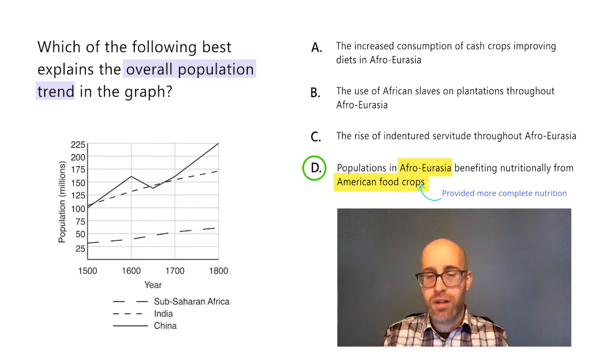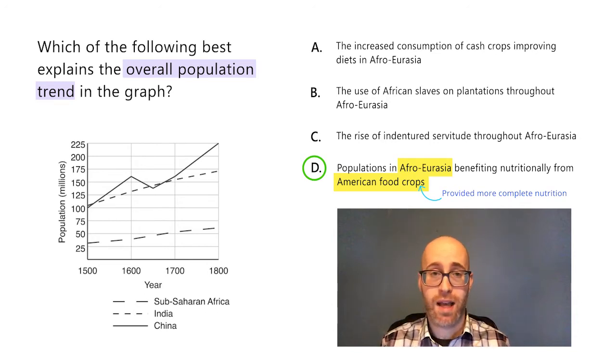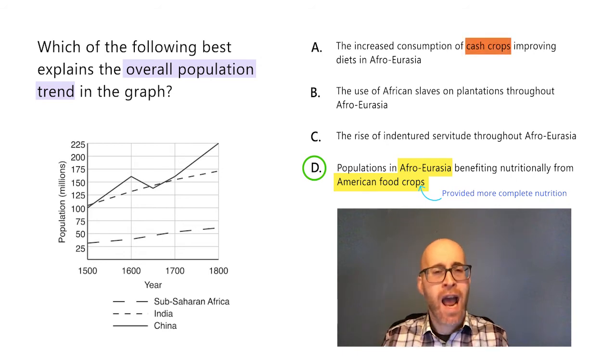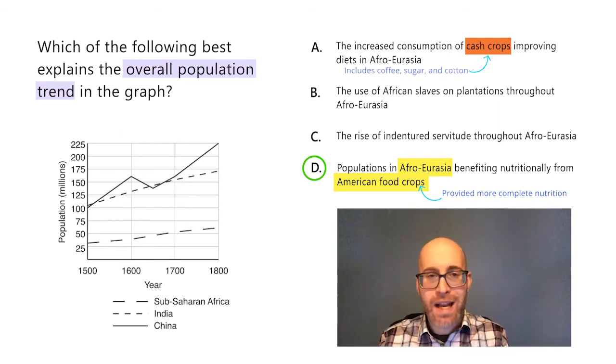But let's say you didn't know that or didn't quite put all that content together. It was still possible to get to the answer by logic and process of elimination. Choice A sounds very tempting, but note the word cash. It mentions cash crops. Now, cash crops are things like cotton, coffee, sugar. Those things aren't going to make anybody healthier. They're not going to make population go up. So choice A is wrong.